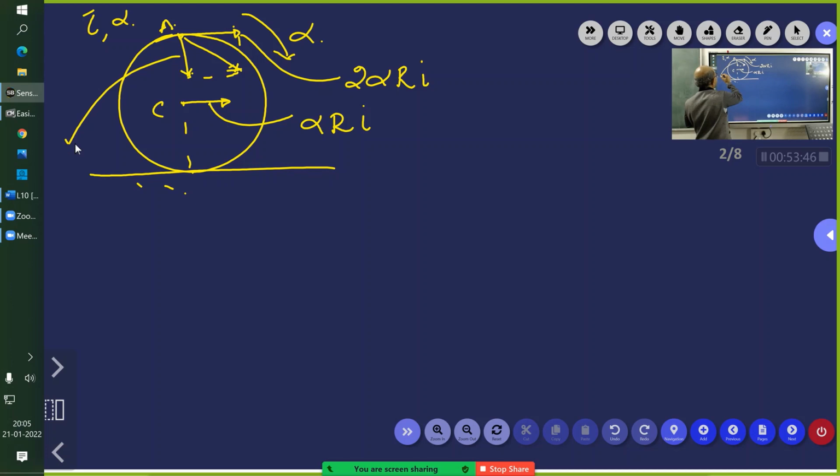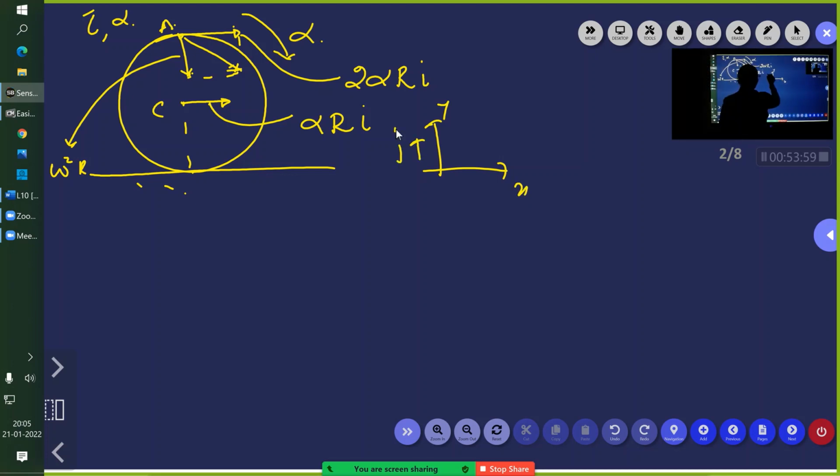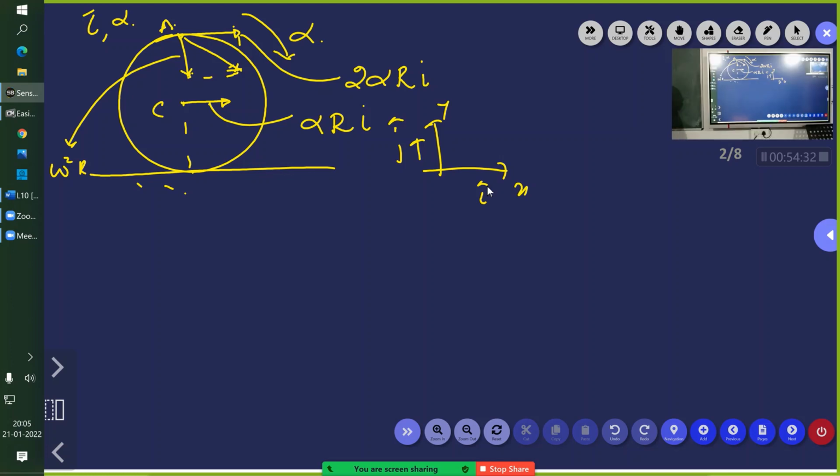What will be this vector? Omega square. Minus omega square r. If you take, so you have taken here y and x. So this means this is j cap, and this is I cap. Correct?